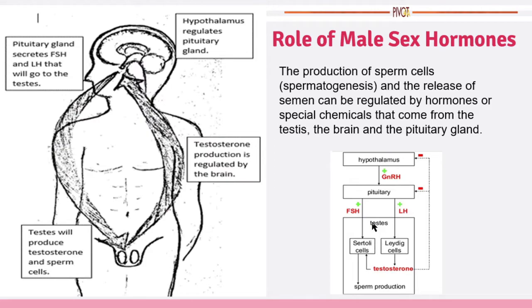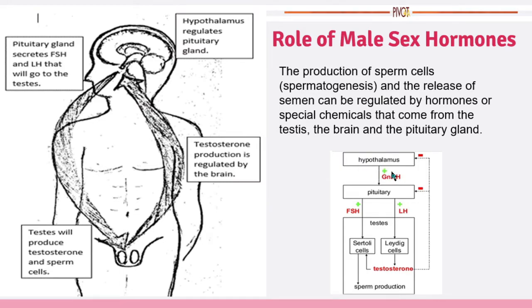Ayan. And then when the FSH reaches the testes, it will go to the Sertoli cells to stimulate the production of sperm cells. On the other hand, the luteinizing hormone will go to the Leydig cells inside the testes to produce testosterone. The presence of testosterone will also stimulate the Sertoli cells to produce sperm cells. Now we have the negative feedback here. As you can see, we have a negative sign. Then we have the positive feedback, with the positive sign.